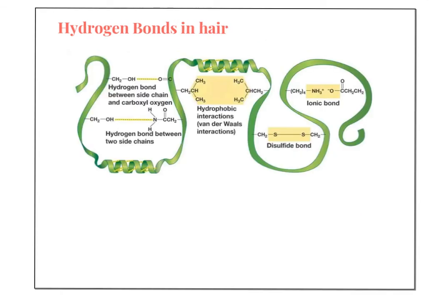There are also hydrogen bonds in your hair. So different side chains in your hair. If you've ever had split ends, that's the hydrogen bonds actually breaking in your hair and it's splitting.